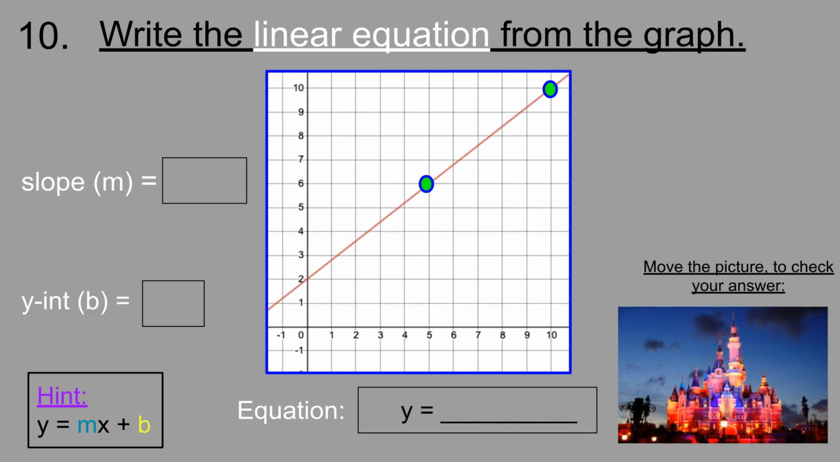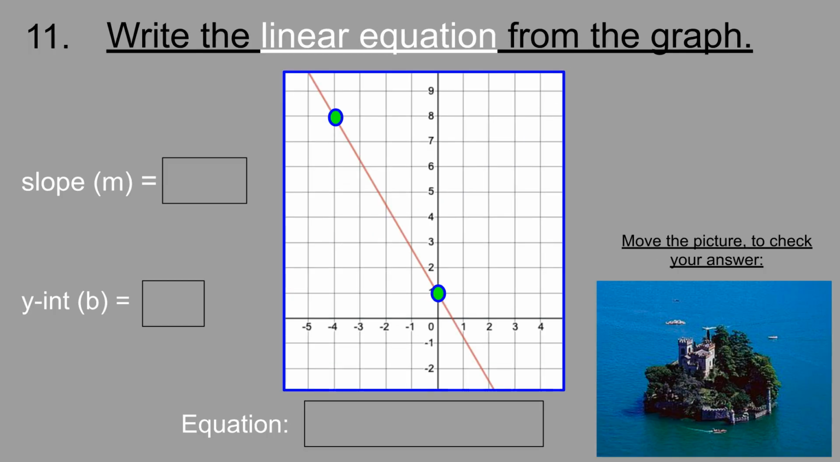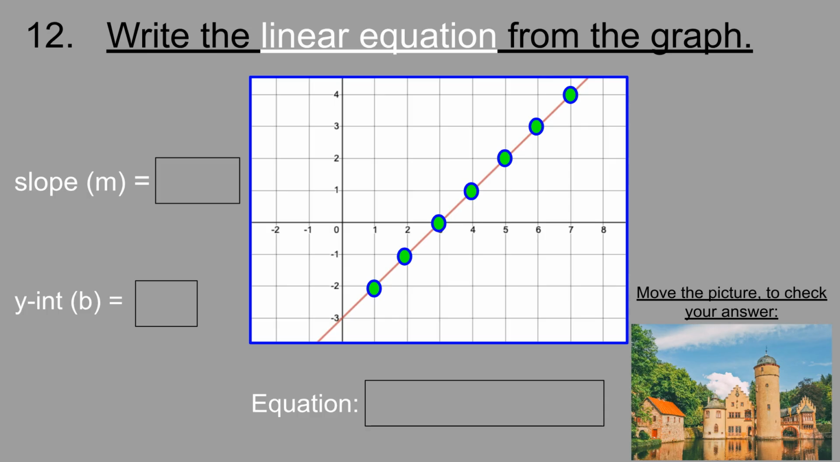For problem 10, we need to write the linear equation from the graph, using the formula y equals mx plus b. The equation is y equals 4/5 x plus 2. In problem 11, the line has a negative slope. The resulting linear equation is y equals -7/4 x plus 1. For problem 12, the slope is 1 and the y-intercept is -3. The linear equation is y equals 1x minus 3.